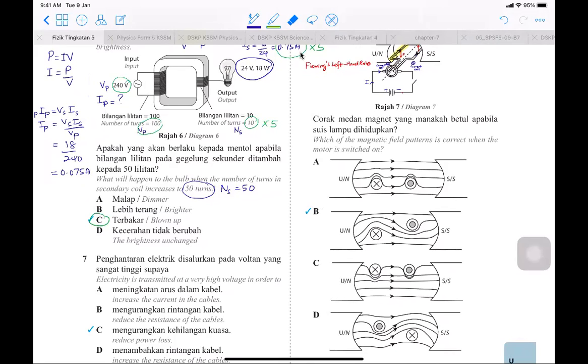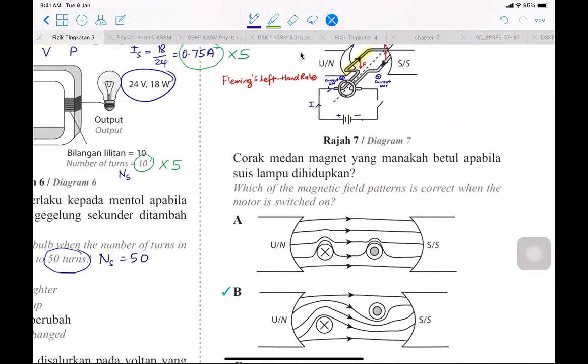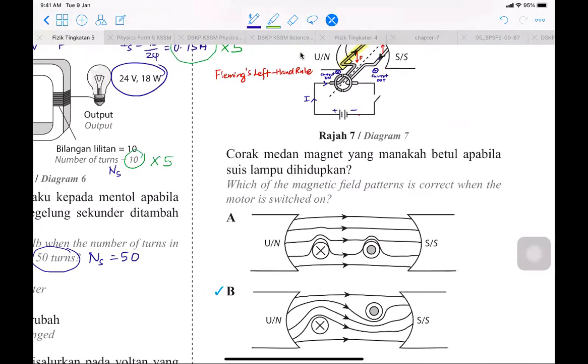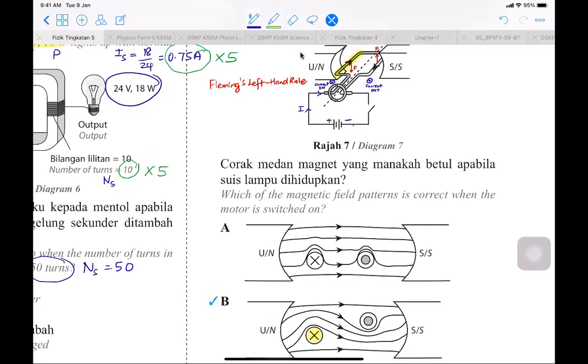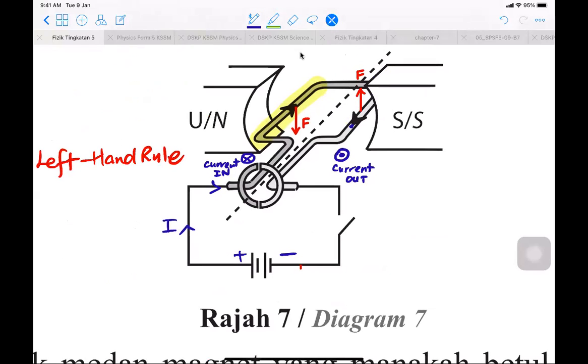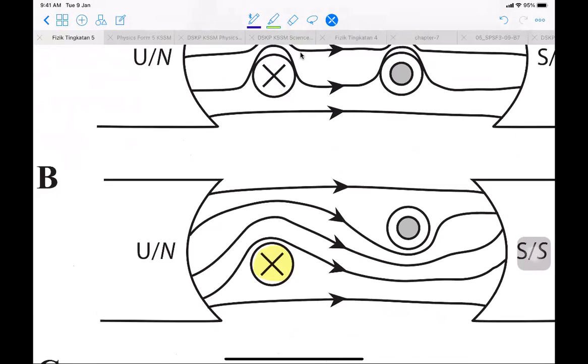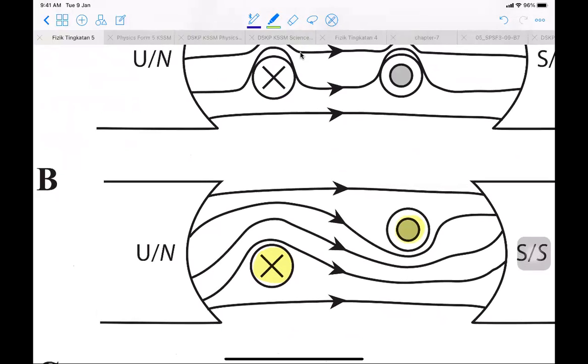It should be B, right? Why B? Okay, we compare with what we have got earlier. So yes, on the left hand side, it should be X because current is in, and then on the right hand side it should be current out, so there is a dot, this one dot.